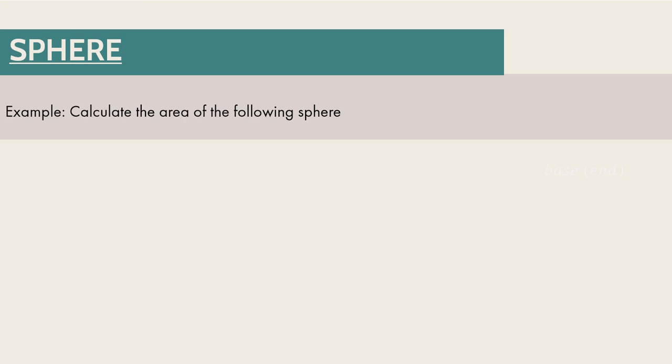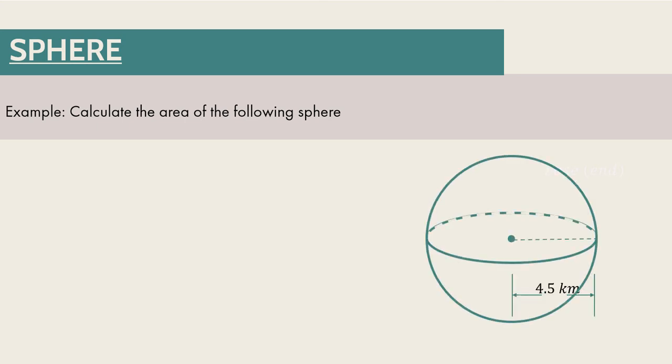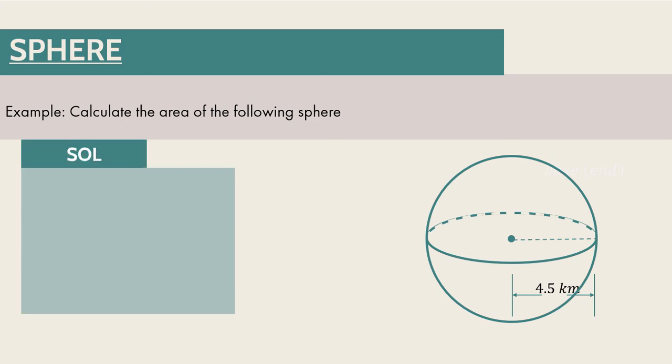Now here's the example. Calculate the area of the following sphere, a sphere whose radius is 4.5 kilometers. That is an enormous sphere, maybe like a small planet, an asteroid. Okay, pause this video and find the answer yourself first. Okay, have you got the answer yet?